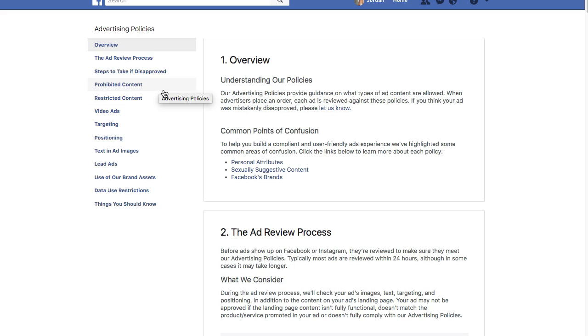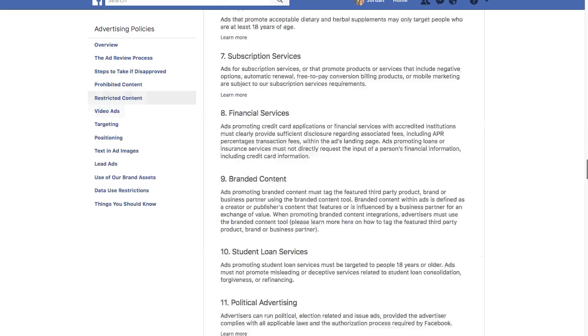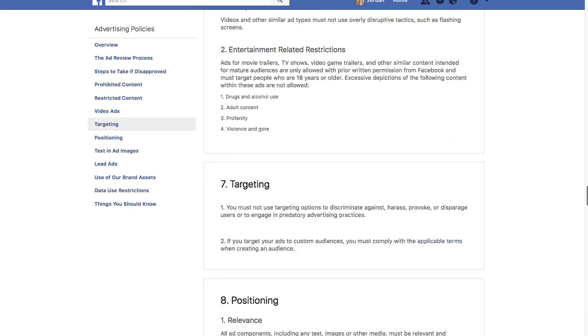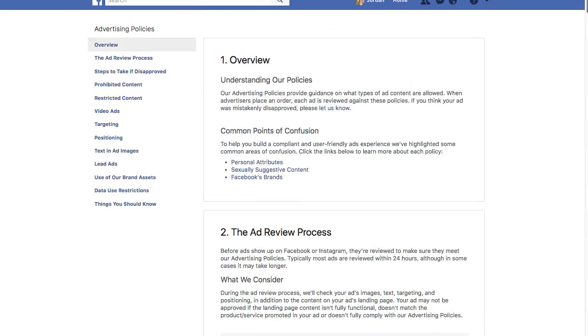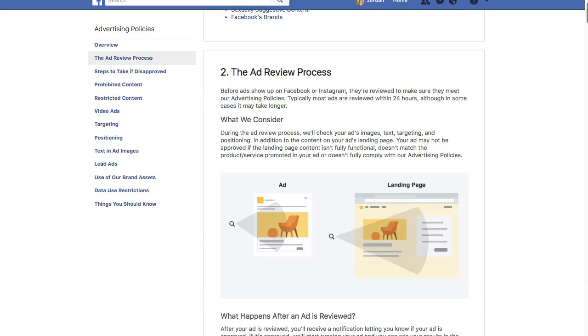This is what the policy page looks like. Again, it's not massively long. It may take you a half hour or so to read through, and you just need to do it. If you're not willing to take the time to do it, you're going to run into issues down the road. But we can take some time and skim through some of this.